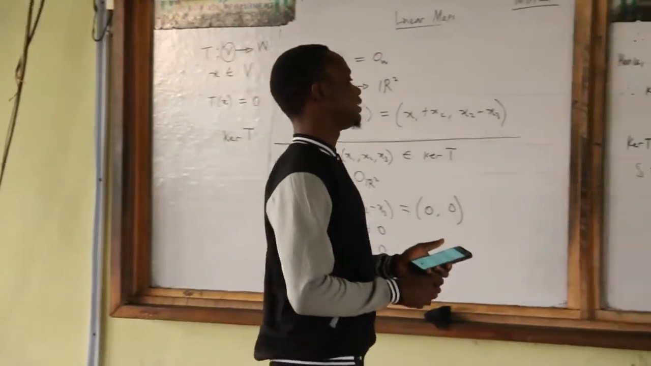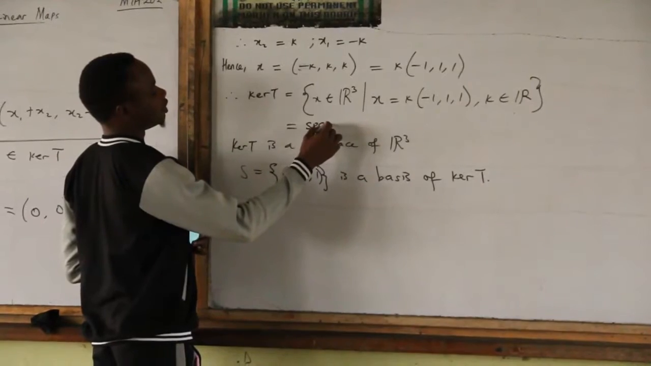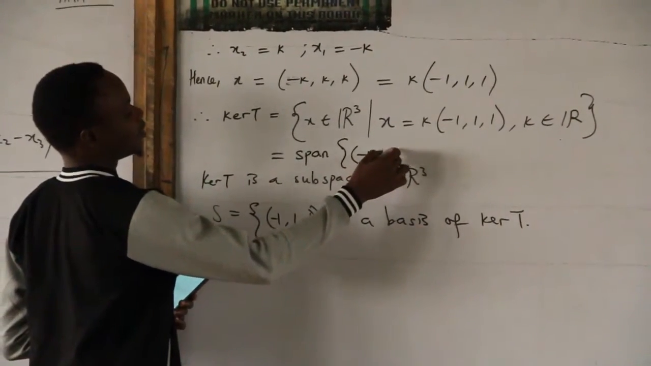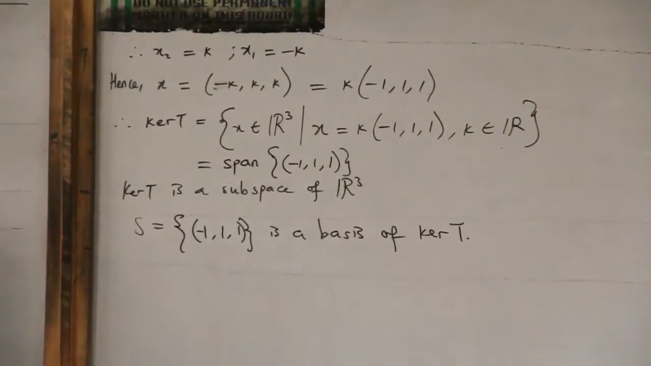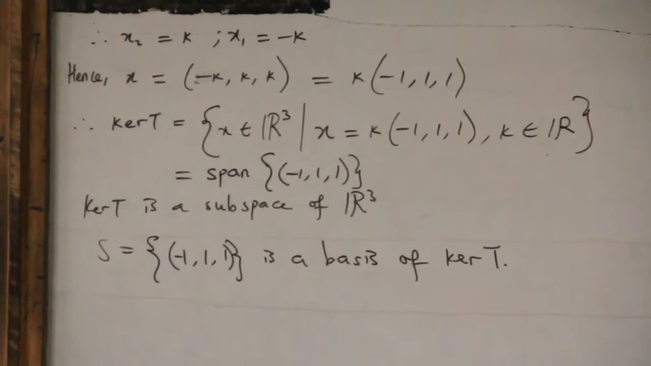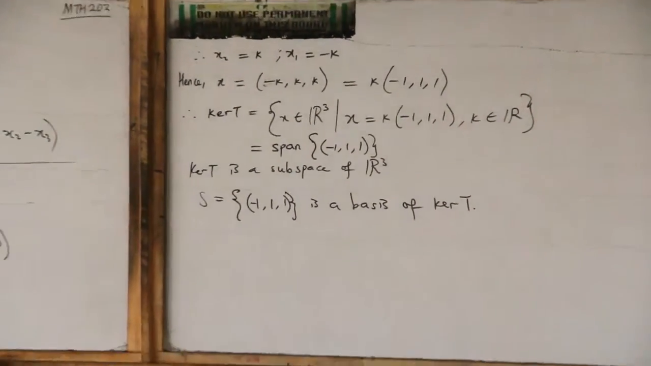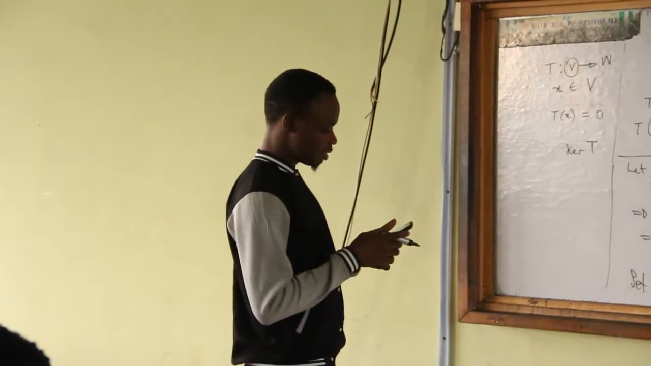Alright, so you can also write this as a span. Please pay attention. Span of (-1, 1, 1). You get that? That's the vector space generated by linear multiples, or linear combinations, of that set. That's how you can define it any way.